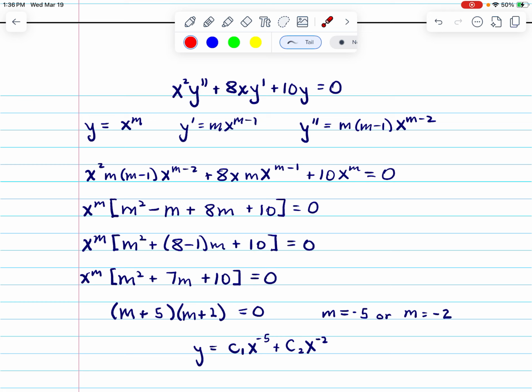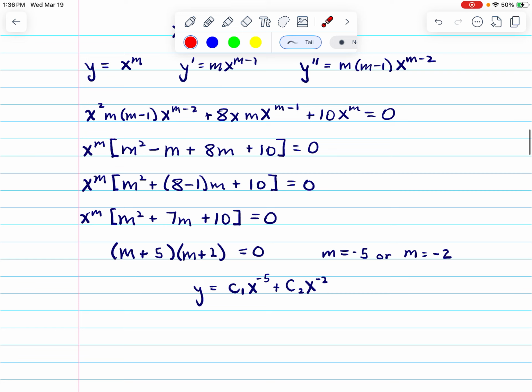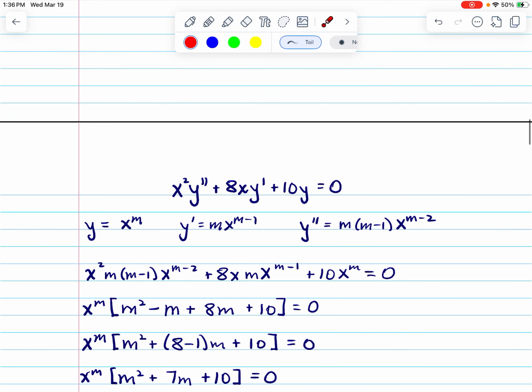So what it amounts to is we end up with x to the m times m squared plus 7m plus 10. So this is like those auxiliary equations that we've dealt with in the past. We know how to deal with these. We can factor, or if we couldn't factor, we could use the quadratic formula. But notice we get m equals -5 or m equals -2, and there you have your solution right here. y equals c1 x to the -5 plus c2 x to the -2. There you go. And what we've just done is solve this homogeneous equation.